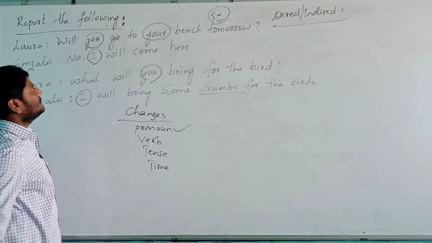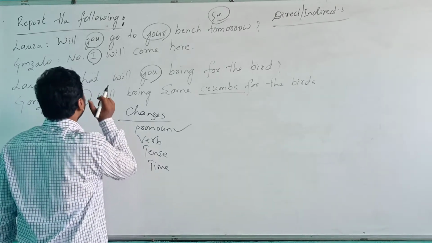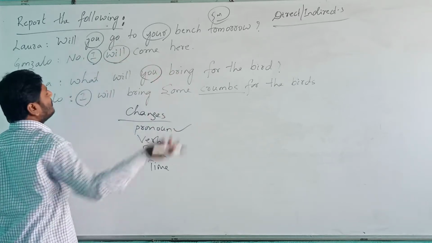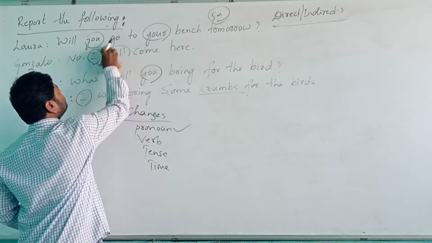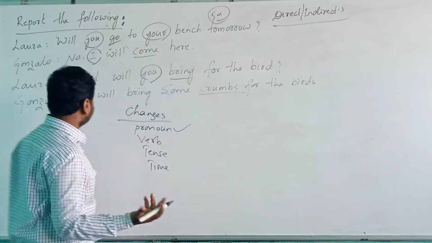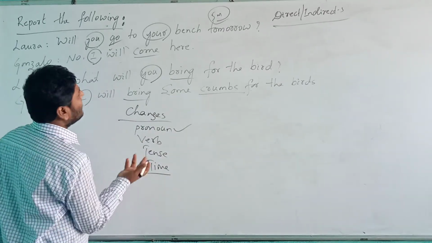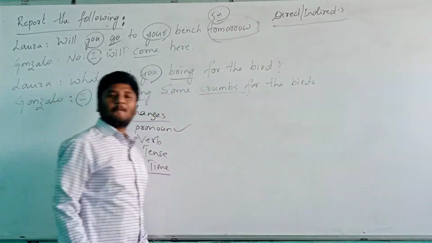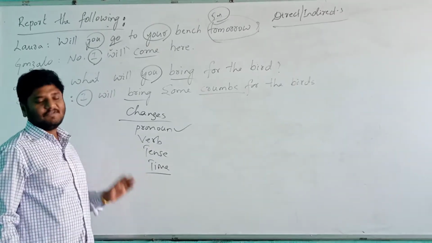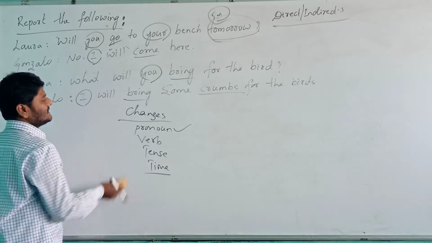Next, the change you have to do with the verb form. Here we have, I will come here. Will is not a verb, it's a helping verb, sorry. Come is a verb, go is a verb, bring is a verb, and also here bring is a verb. And the last one we have is time. Time is given here in the form of tomorrow. So these four changes take place when you solve indirect speech. Alright students, let us see in what manner we are going to change these forms.